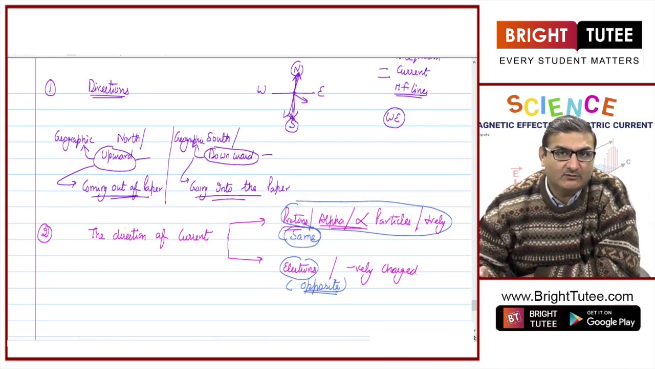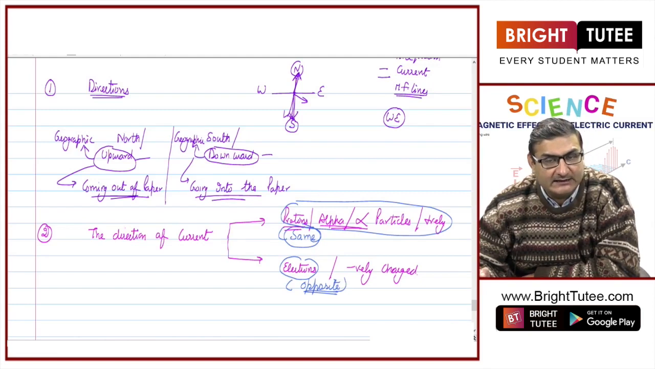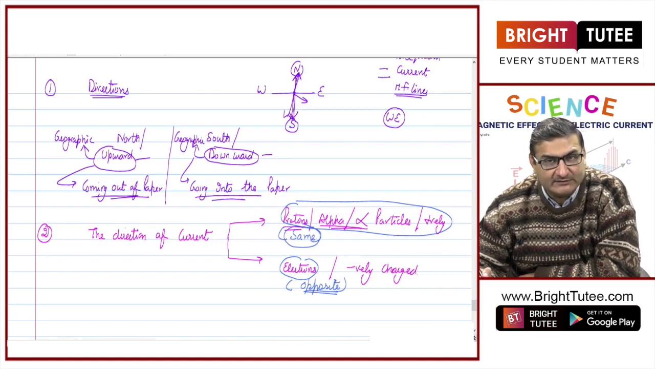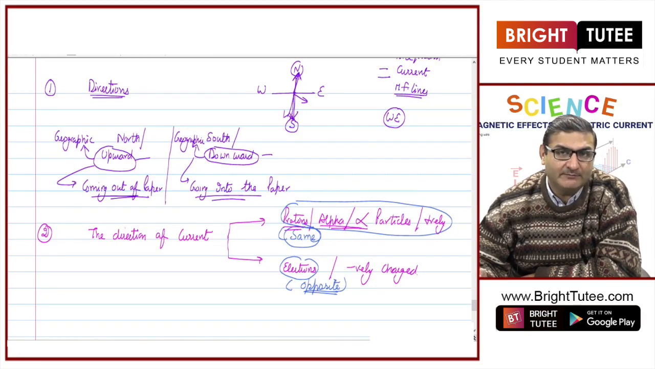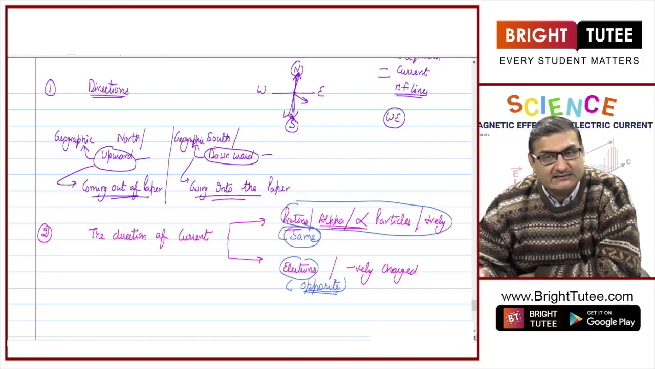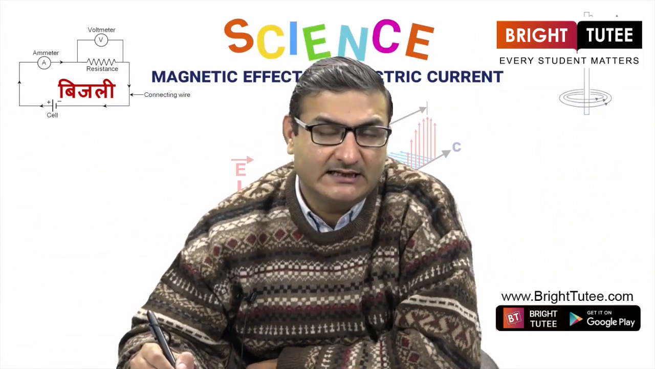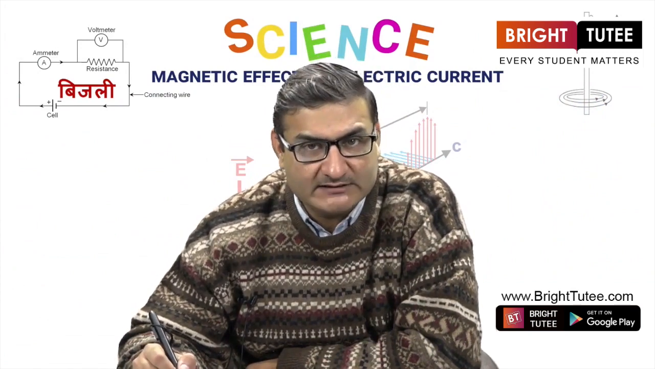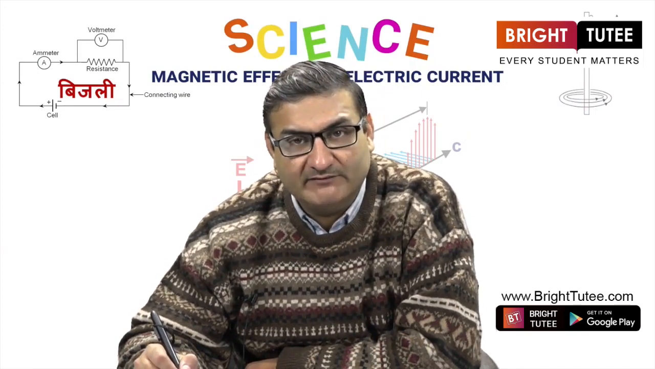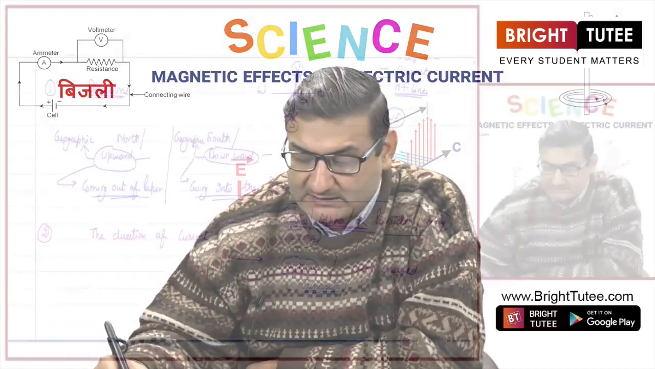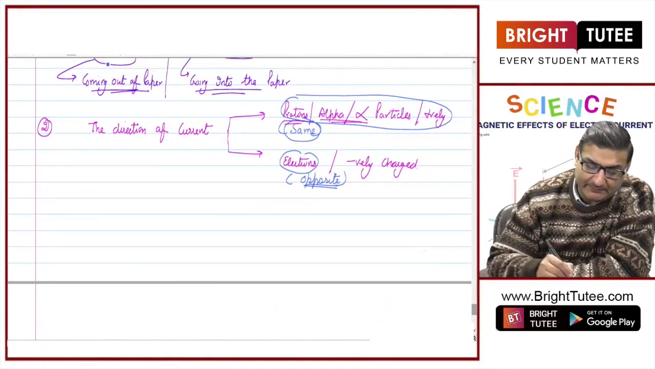Means if the electrons are moving upward, we will take the direction of current to be downward. If the electrons are moving towards left, we will take the direction of current to be right. Fine. So this is a very important thing that you need to remember: the direction of current is taken to be exactly the same as the direction of positively charged particles, or protons, or alpha particles, and the direction of current is always taken to be opposite to the direction in which the electrons are moving. Clear? Fine. This is the second thing that you need to remember.